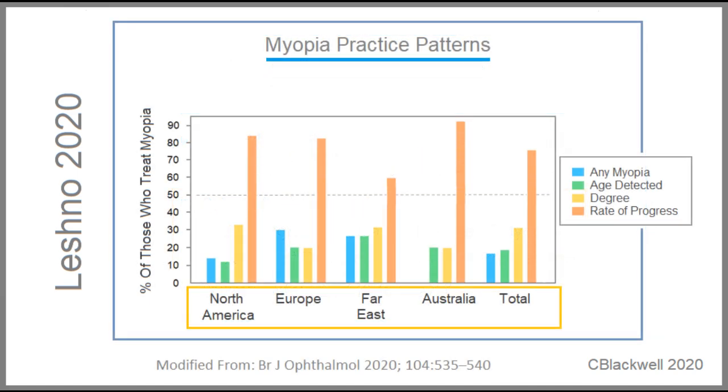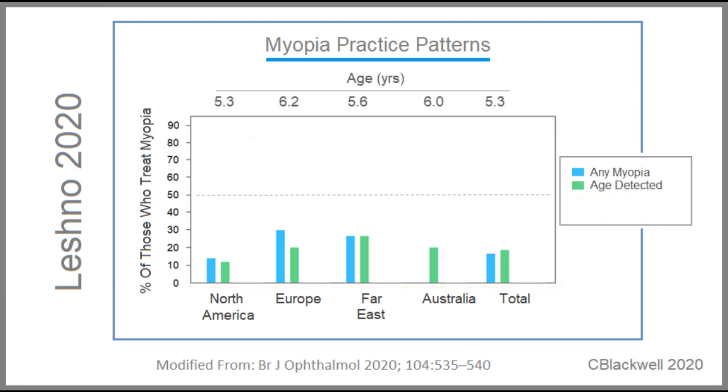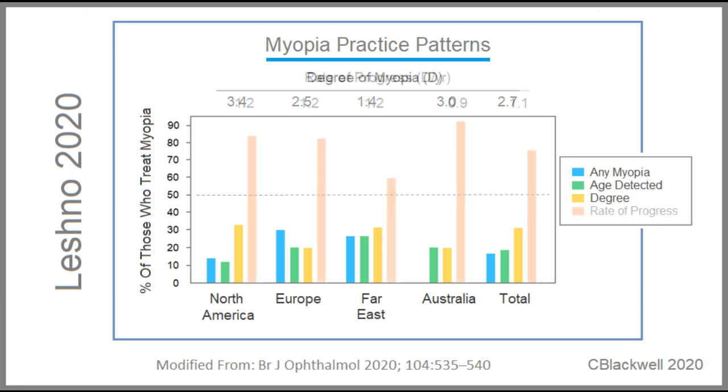Results are presented by world region. The green bars show percentage who treat based on age of onset. The numbers at the top are the average age for each region, which range from 5 to 6 years. The gold bars are percent who treat by amount of myopia. By far the most common reason for initiating treatment is rate of myopia progression, the orange bars. The average threshold for treatment was about 1 diopter per year.